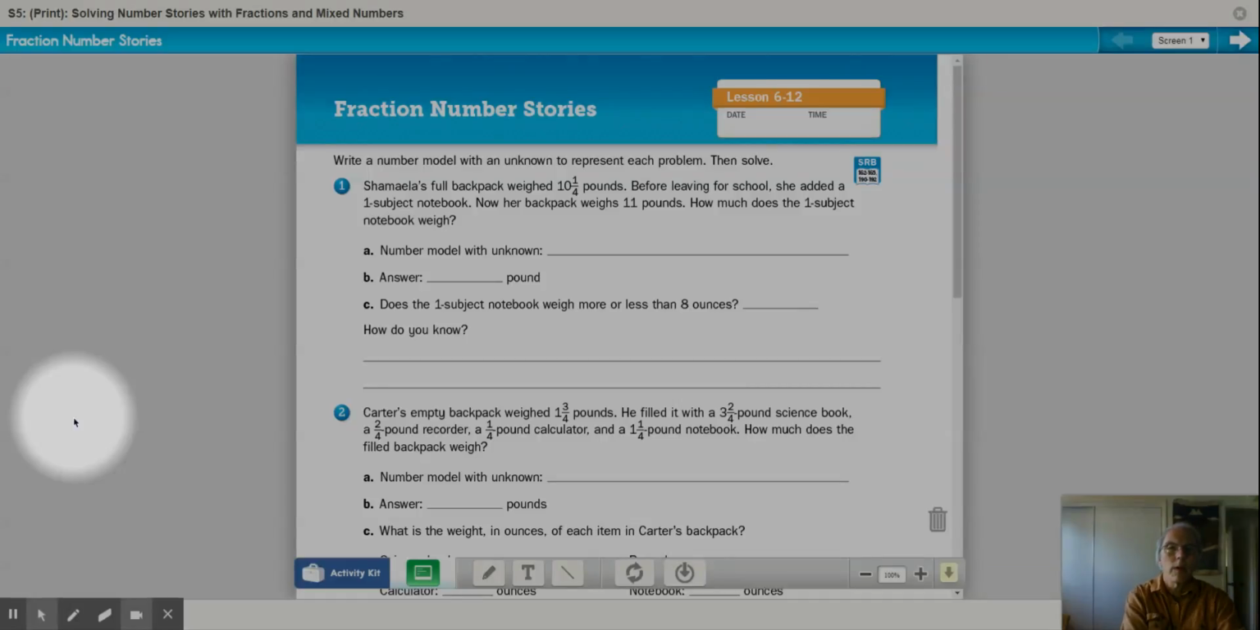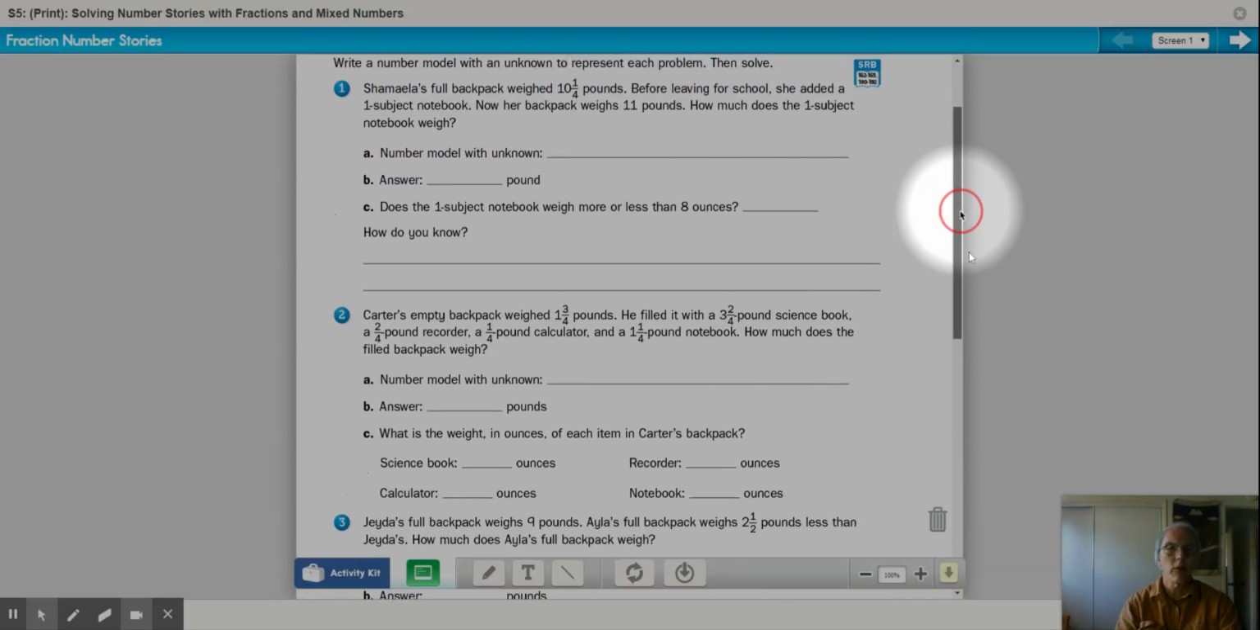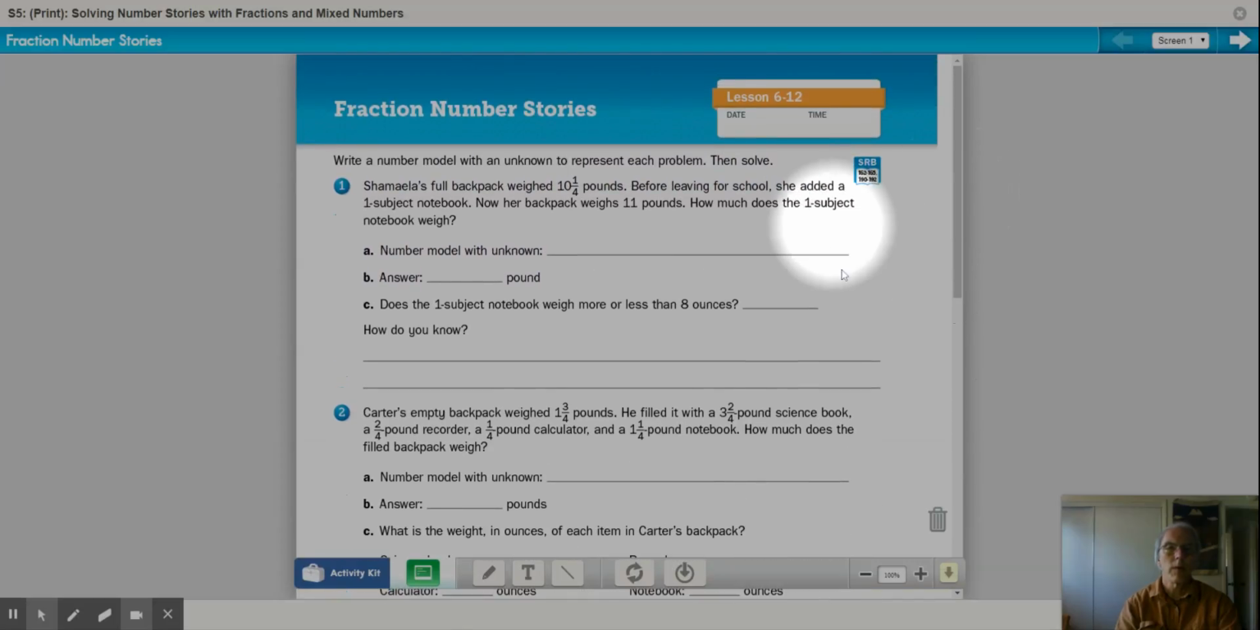Alrighty, group. It's Wednesday, and this is our lesson for today. It's fraction number stories. It's lesson 6-12. It's page 220 in your math journal. Also, you can do the work on the template that's attached.